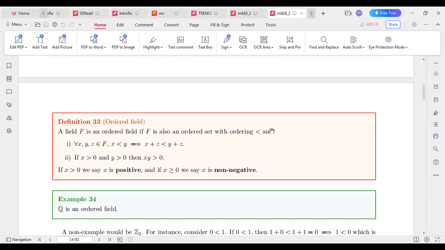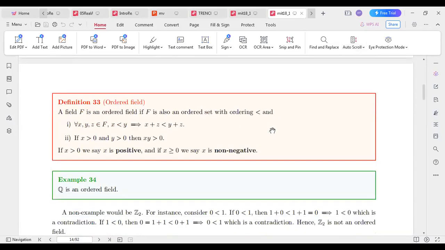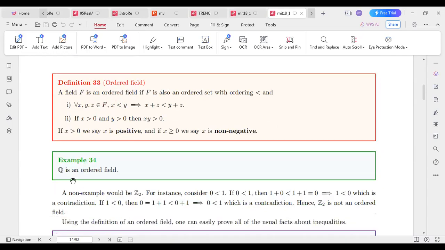So now we also define what is the ordered field. This is actually the definition for an ordered field. And the rational numbers form an ordered field. You have to remember this.